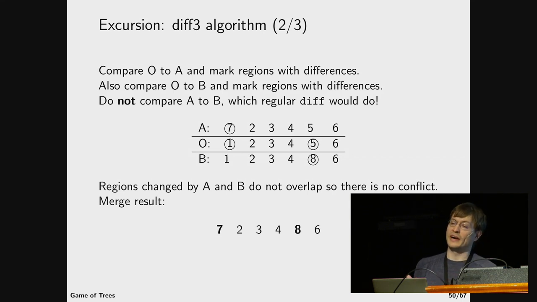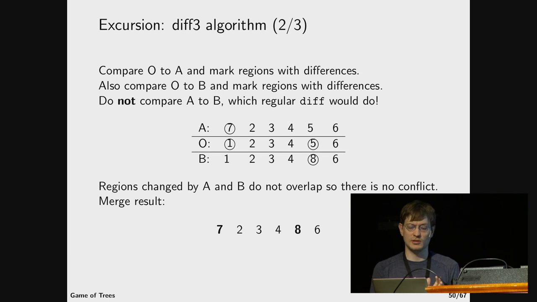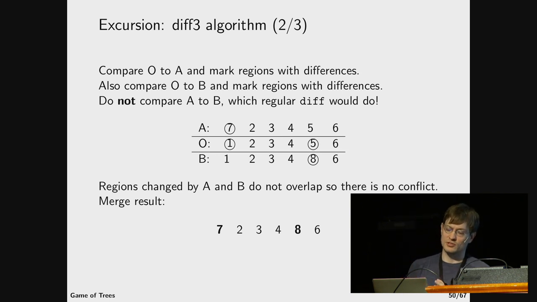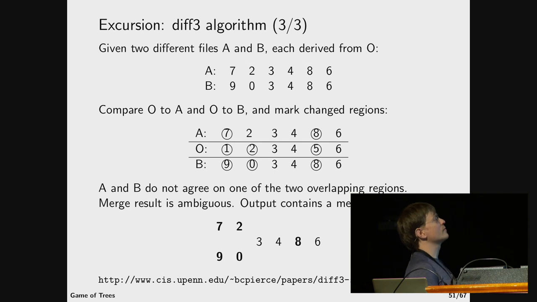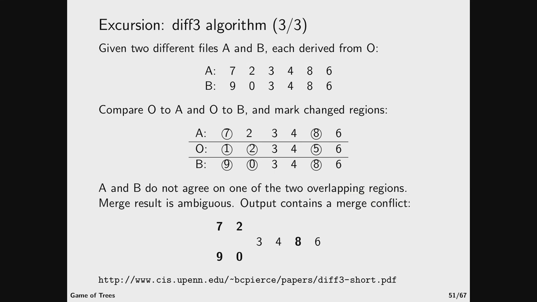Whether this still compiles and actually works is a different question. This is not the responsibility of Diff3, but Diff3 produces a merge version that corresponds to this algorithm. If you do this with different inputs, so for instance, A and B like this, you would end up marking overlapping sections.